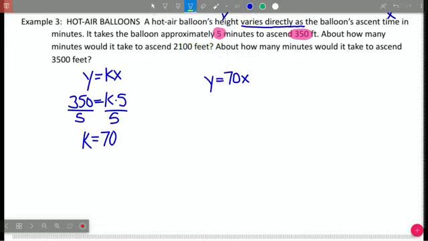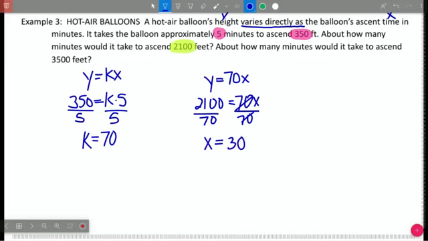And if I look further, I'm asked about how many minutes it would take to ascend 2,100 feet. So we're going to input 2,100 for y, since we identified that as our y value. And we're going to solve for x. We should come up with 30. So remember, x was our time, so 30 minutes is how long it would take to ascend to 2,100 feet.